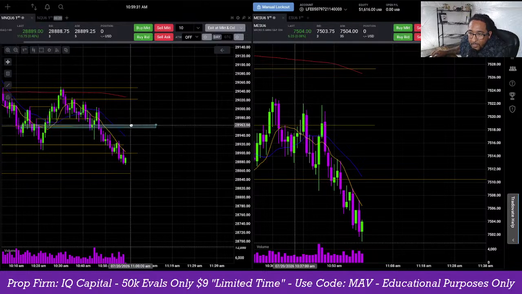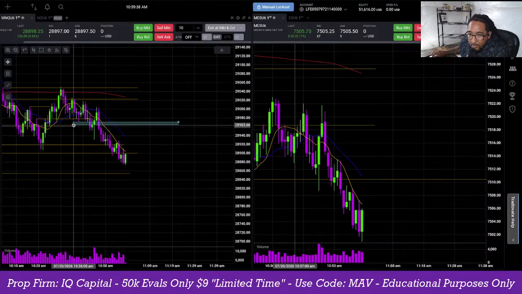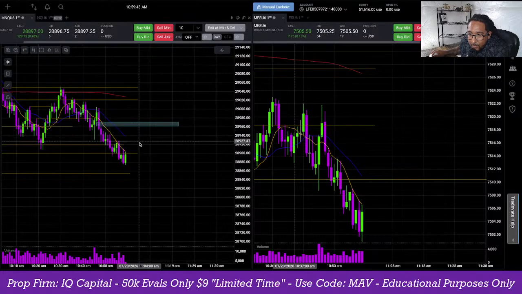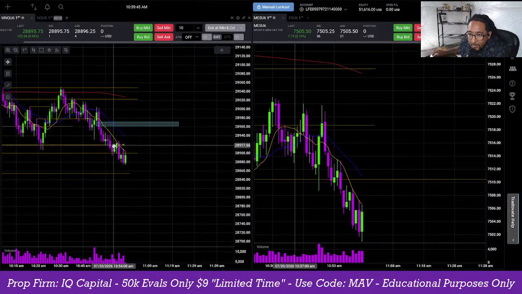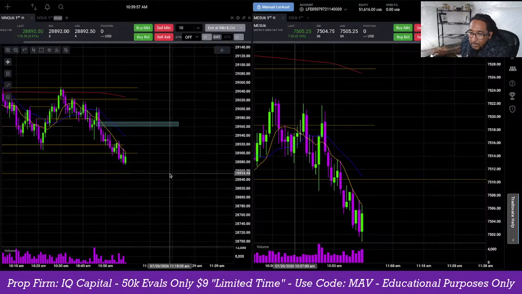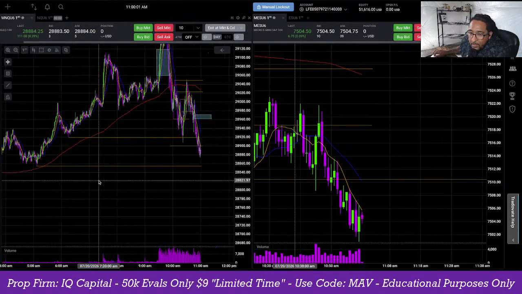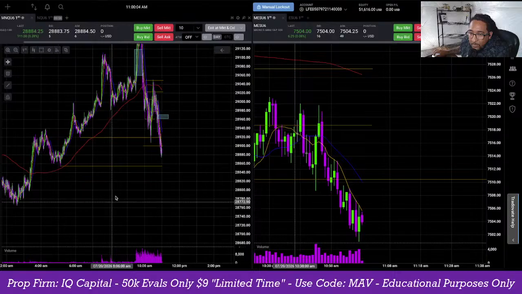This was our area here before I had to walk away from the screen that we were looking to get into the trade. This is where we got in, came down, and we've hit our first TP at the 28,900s for the New York Open. And currently now we're headed towards our TP2. And then we aimed all the way down here.